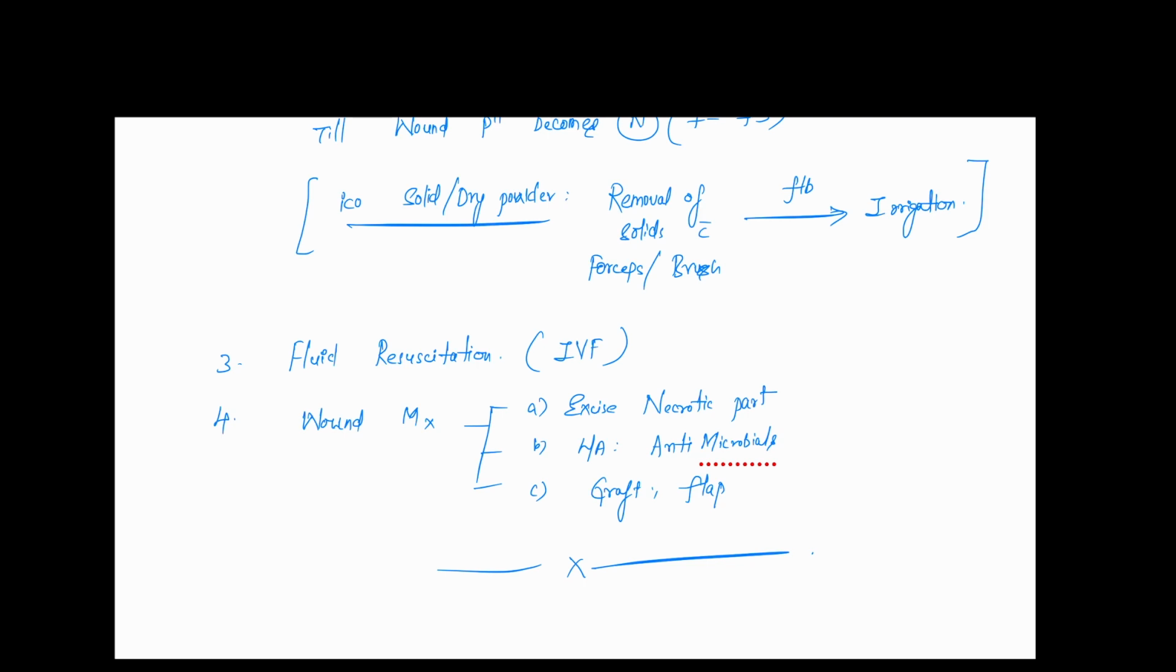And the third step is to do fluid resuscitation. Similar to any burns patient, we give IV fluids. And the next step is management of wound. First, we excise the necrotic part. Second, after excising the necrotic part, we apply antimicrobial ointment or gel. Later, we apply graft, that is split skin graft or flap, for faster healing.